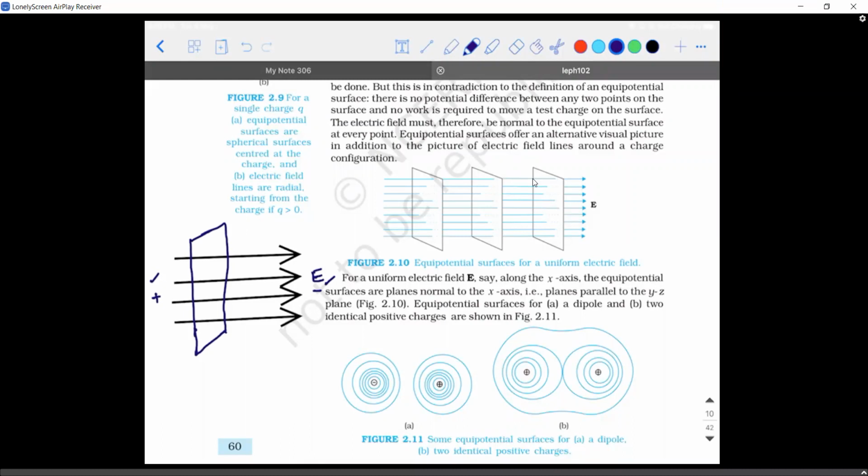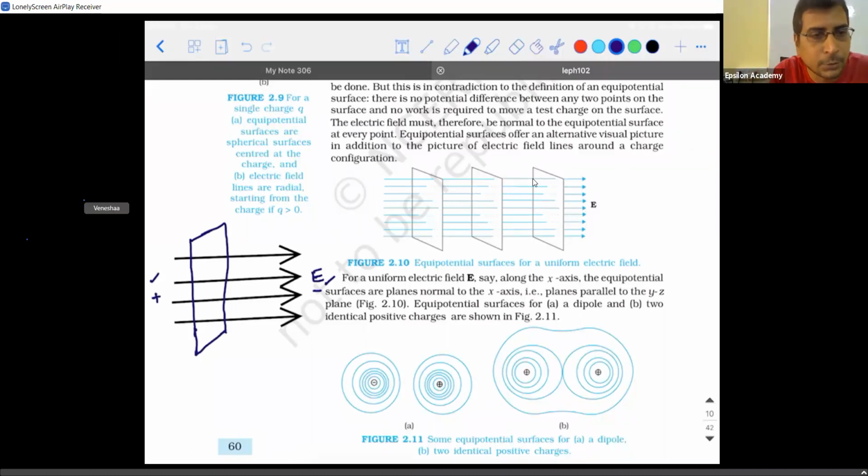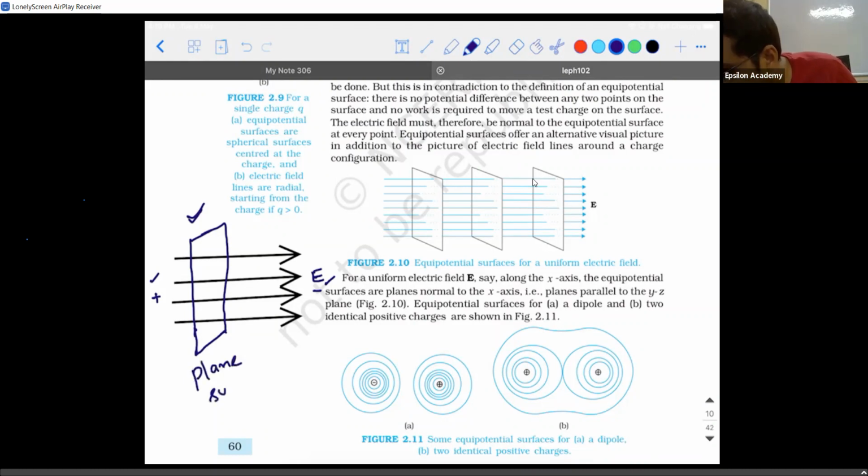If you know the direction of the electric field at a particular point, and at that point you draw an equipotential surface, it will definitely be perpendicular to the electric field at that point. So the conclusion here is, if you have a set of uniform electric field lines, the equipotential surface that you can consider will be a plane surface. Please make a note of this point.